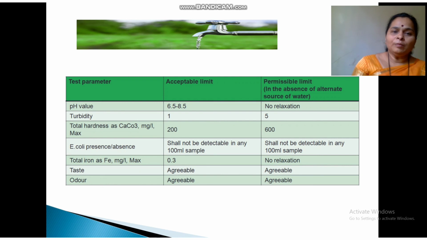Turbidity is up to 1 ppm acceptable, permissible is 5. Then total hardness is acceptable 200 ppm and permissible is 600. Then E. coli presence shall not be detectable in any 100 ml sample, and for the permissible limit, it shall not be detected in any 100 ml sample. That is the same. Total iron as Fe, acceptable is 0.3 and permissible no relaxation. Taste agreeable, permissible it is also agreeable. Odor and taste, these have the same limits.